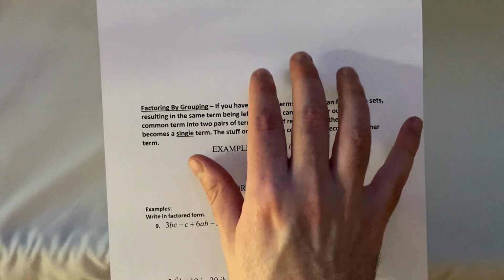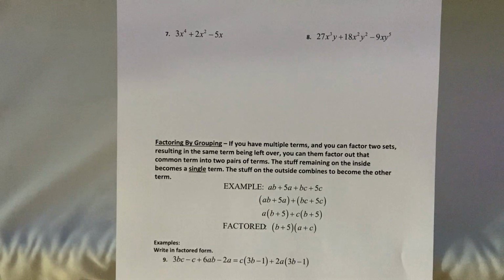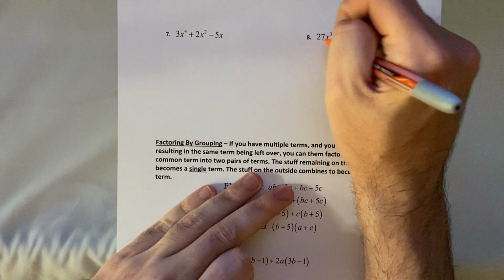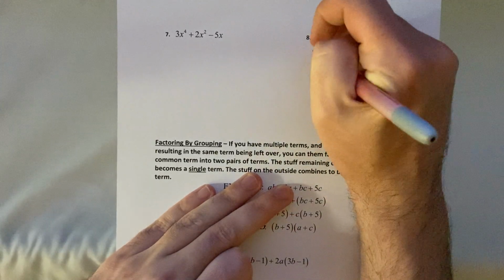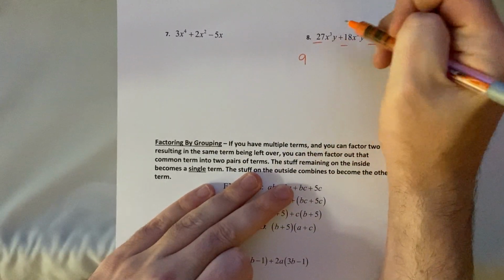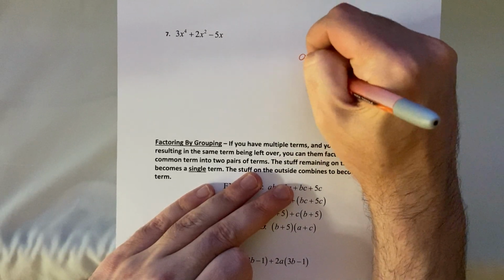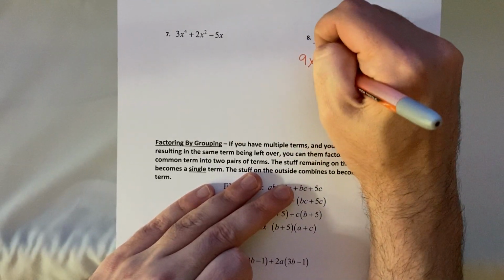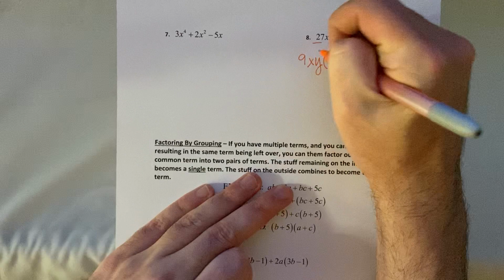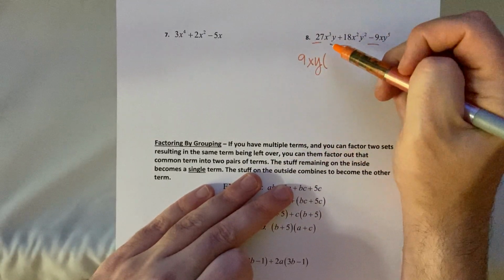Okay, let's look at some more. We'll do one of these. Let's do number 8. 27x cubed y plus 18x squared y squared minus 9xy to the 5th. These are all factors of 9. This has 3 x's, 2 x's, 1, so I need 1x. 1y, 2y, 5y, so 1y. So this is what I'm dividing everything by.